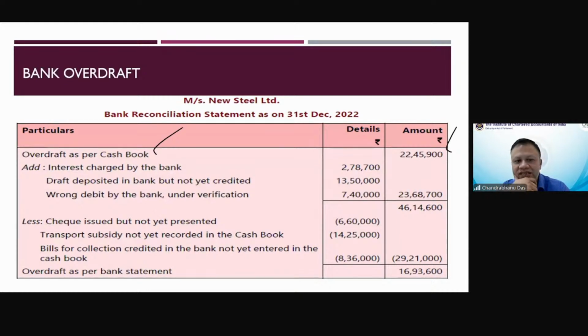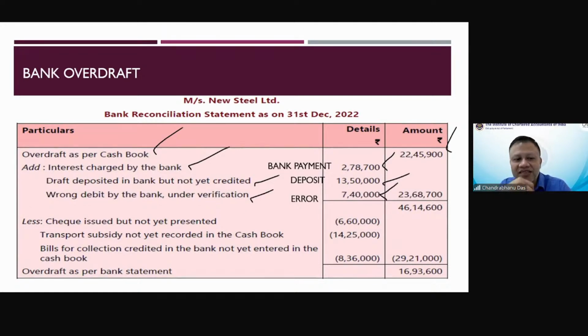What you have to do is add all the bank charges, because you have to increase the overdraft of the bank. So you add the interest charge. You are just going in reverse. You are adding the interest which is charged by the bank, and you are also adding the draft deposited in the bank but not credited. Wrong debit by the bank is under verification. Now the wrong debit by the bank will increase the bank book balance, because it is an overdraft. So these are the additions which will increase the overdraft balance.